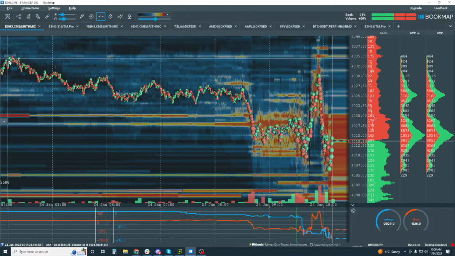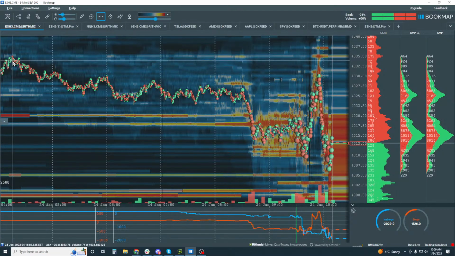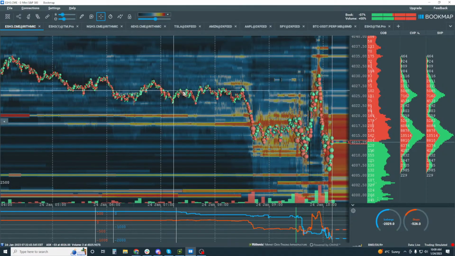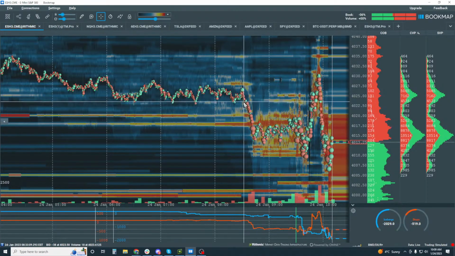If we zoom out here, this is the price action since 4 a.m. We can see the move down here, and then right around here, it was around East Coast time, around 8:30 or so, sellers came in.